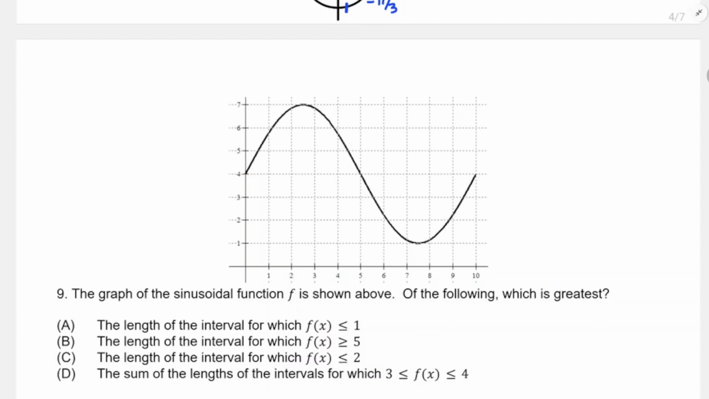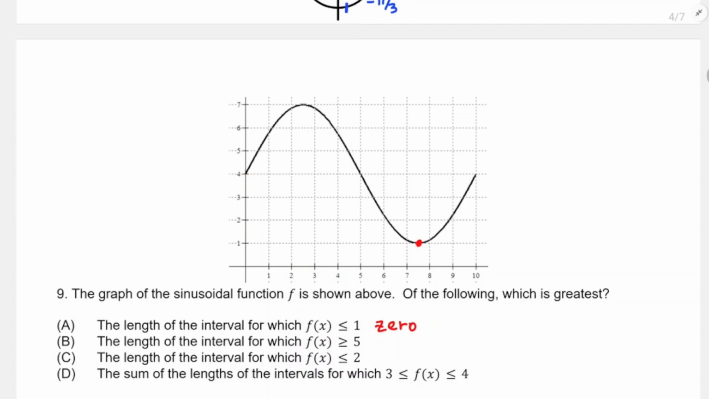The length of the interval for which f of x is less than or equal to 1. Well, f of x is only equal to 1 right there. So the length of that interval would be 0. So that probably is not going to be the greatest.